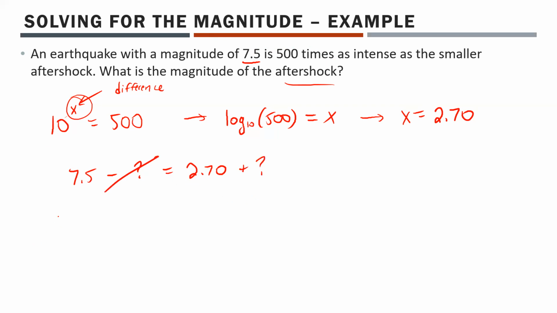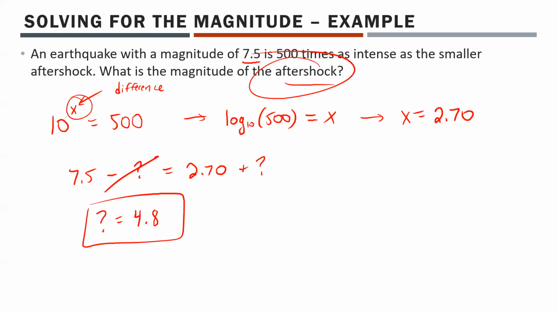Long story short, 7.5 minus 2.70. This is going to give us our unknown equals 4.8. That right there, that 4.8, that is the magnitude of your aftershock, right? If you don't believe me, you can always work backwards.